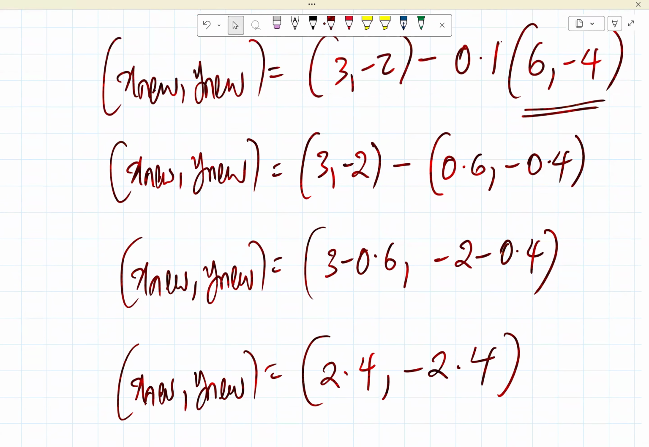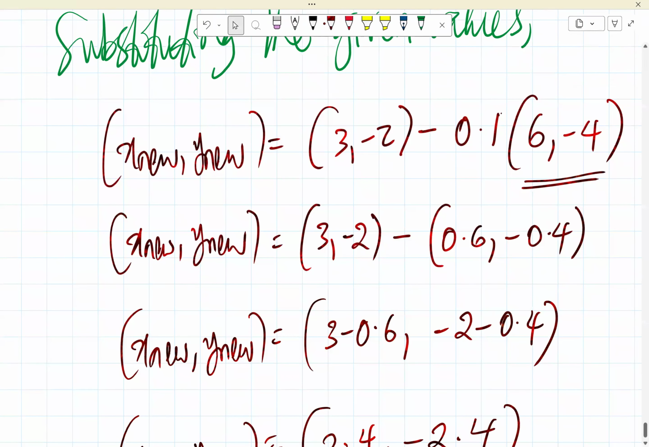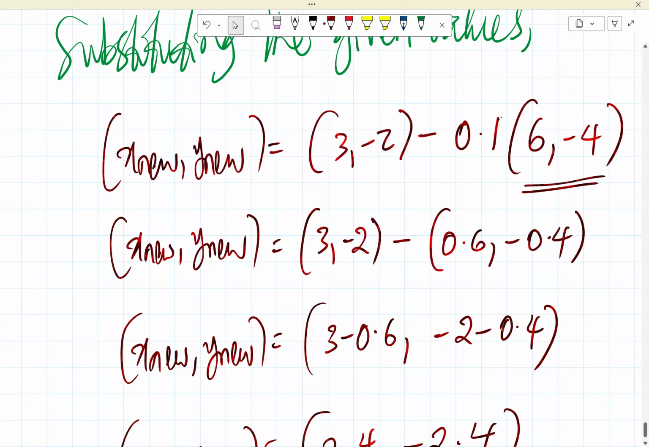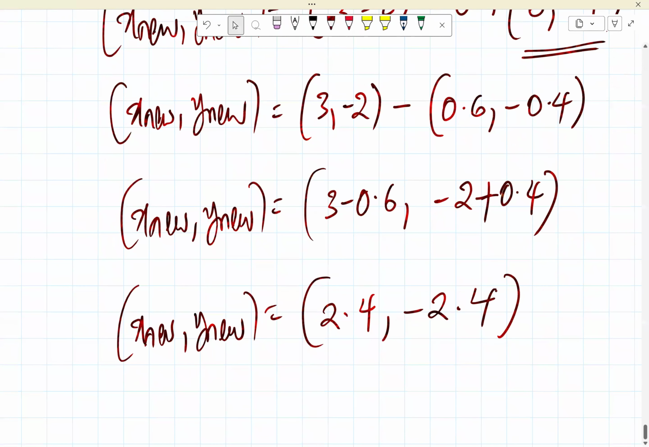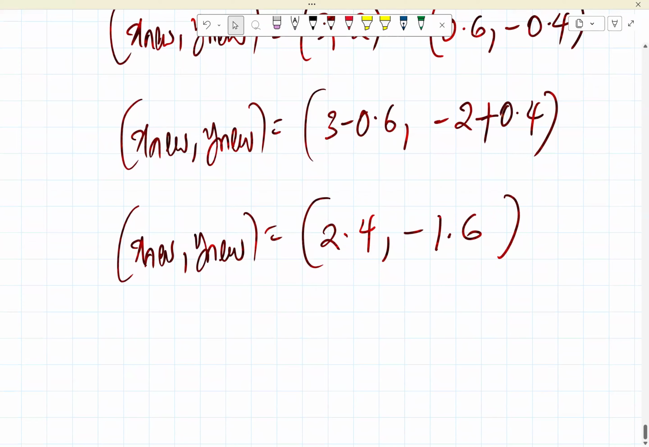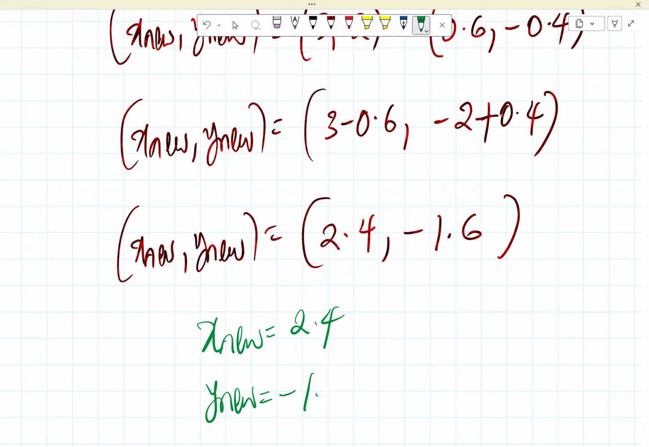Then minus 2 minus 0.4, is that correct? This is minus 2 here, so this is minus 2 minus minus. So it's minus minus, sorry: minus 2 plus 0.4, that's minus 1.6. So that simply tells us that x new is 2.4 while y new is minus 1.6.